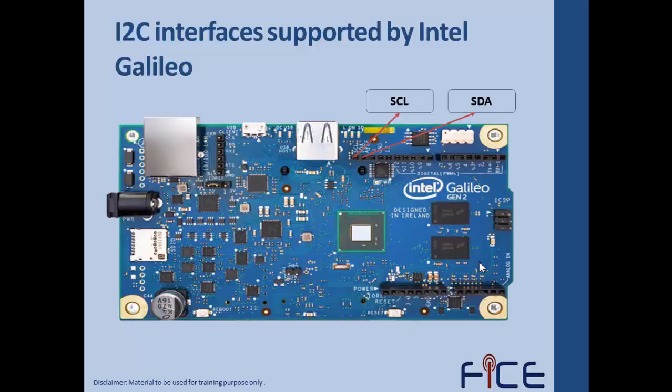Coming to the Galileo board, if you have any sensors which are based on I2C, the pins we need to interface are the SCL and SDA pins. You can see here, on the topmost of the digital pins, we have 2 pins, that is SCL and SDA. By using these 2 pins, any I2C based sensor can be interfaced to the Intel Galileo Gen 2 board.